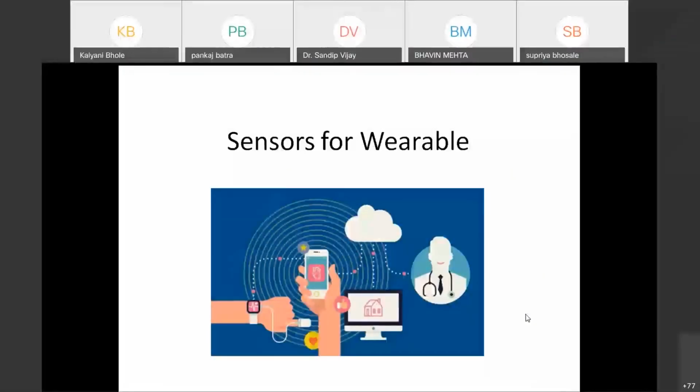So we will be discussing the sensors which are used for wearables. It is actually very difficult to discuss all the sensors from all perspectives, like design, application, material and working principles, etc., just within 1 hour or 1.5 hours.